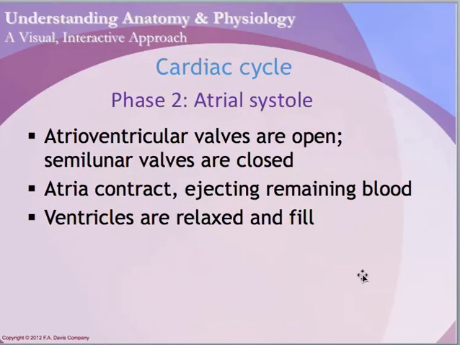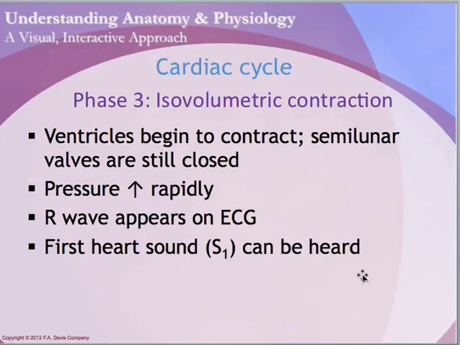atria contracting here in phase 2, ejecting that remaining blood. We call that the atrial kick. It's really the atria pushing any last blood they might have in them into the ventricles, because we want each beat of the heart, or each contraction of the heart, to be effective. So in phase 2 we have atrial systole. The AV valves are open, semilunar valves are closed, and the atria contract, ejecting the rest of the blood into the ventricles. The ventricles are nice and relaxed here and are filling. The right and left ventricles receive about 70% of their blood passively, and then the atrial kick happens.